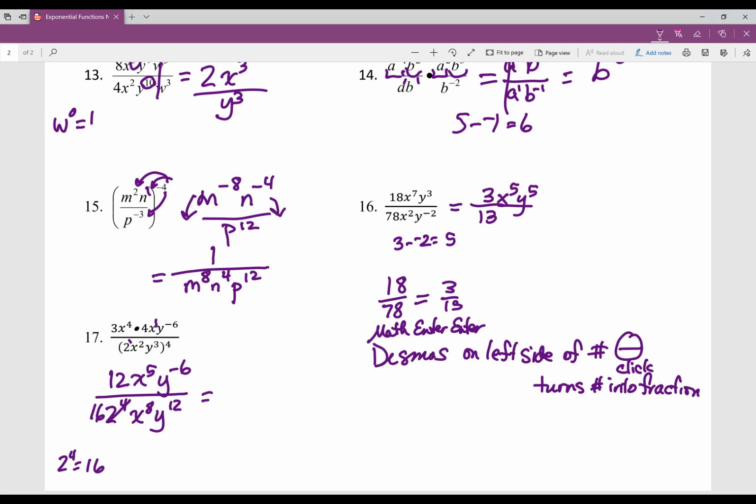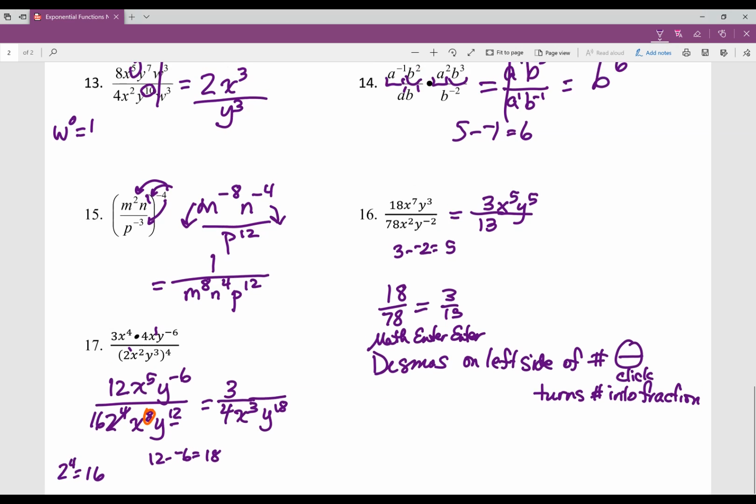So 12 divided by 16 is a fraction again. That comes out to be 3/4. And then there are more x's in the denominator here. So that's where I want my x's to be. So 8 minus 5 is 3. There are more y's in the denominator here. So 12 minus negative 6 is 18. So y to the 18. And so that would be your final answer.